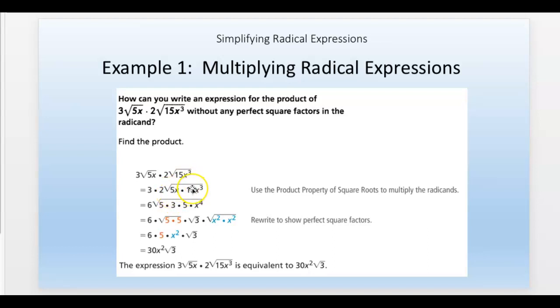Okay, 5 times 15. Right? The prime factorization is 5 times 3 times 5. And there's 2 5s, so we can take one of them out. And here, x to the 4th, there's 2 x squared, of course, so we can take 1 x squared out and eliminate them underneath the radicand, underneath the square root sign. Okay, so all we're left with here is the square root of 3 underneath the radical sign. That's all we're left with. Okay?